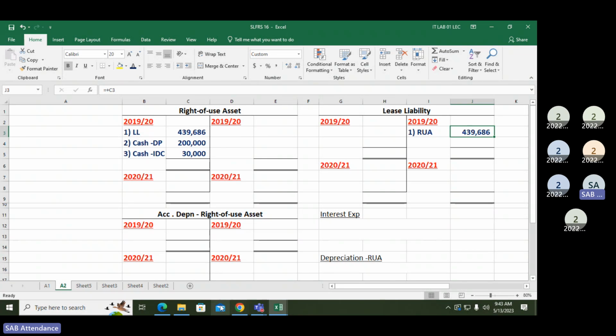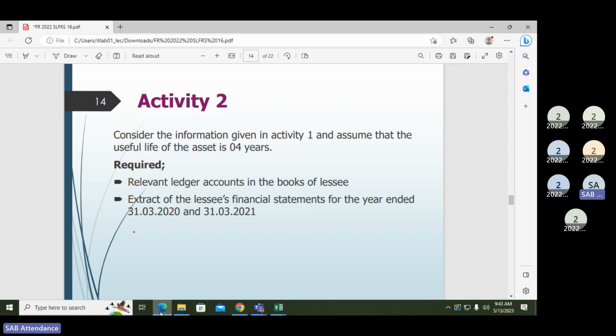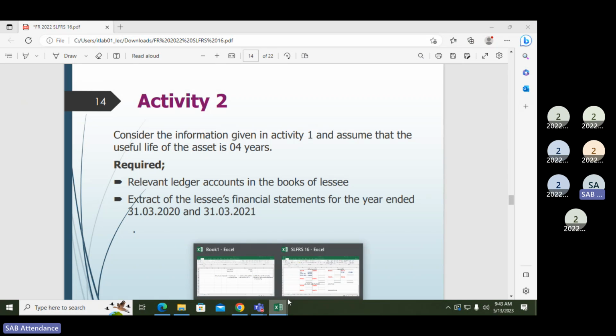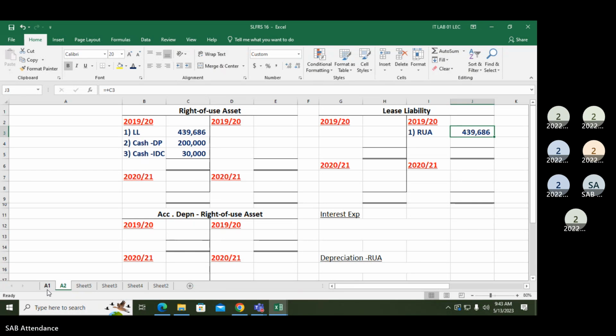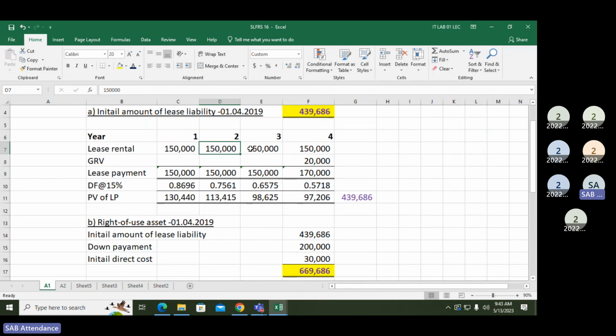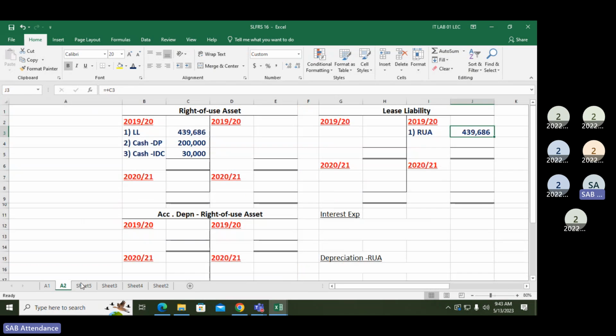Now our annual lease installment, 200,000. Right? Sorry, 150,000. 150,000 each. So at the end of the first year, when we pay the first installment, we credit cash and debit the lease liability account, 150.